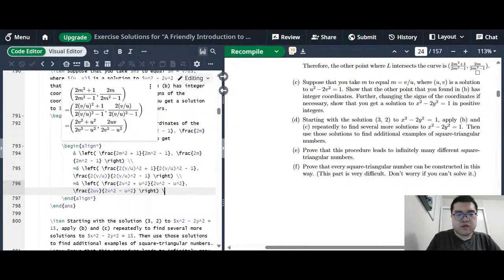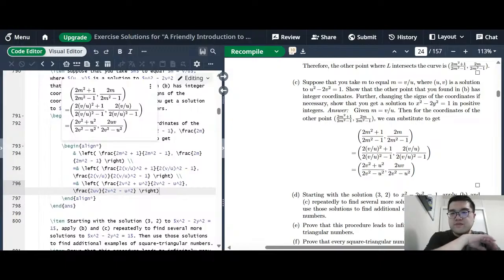Okay. So this is giving us the other point that we found, which has integer coordinates. So if we substitute back in, we actually get the other points that have integer coordinates.